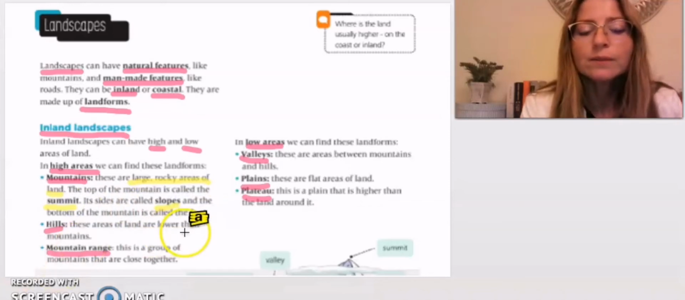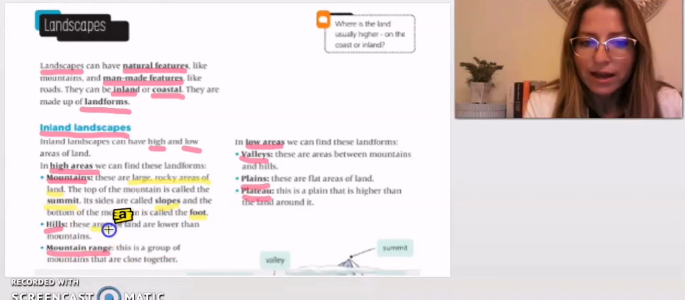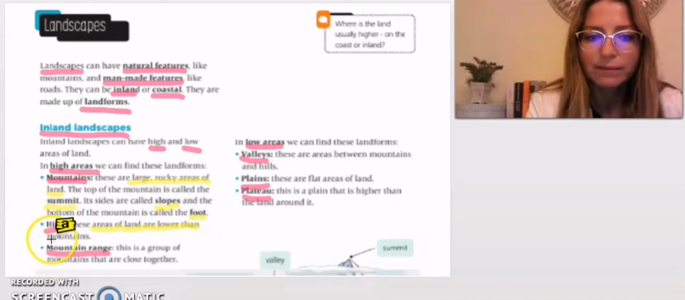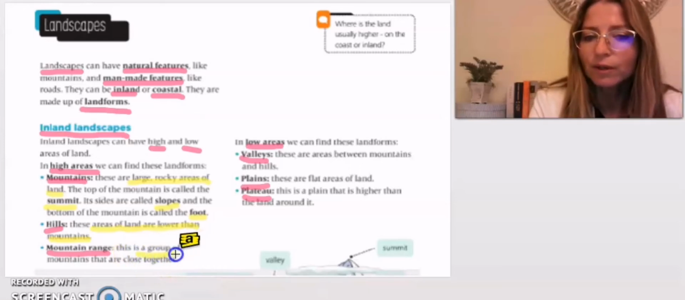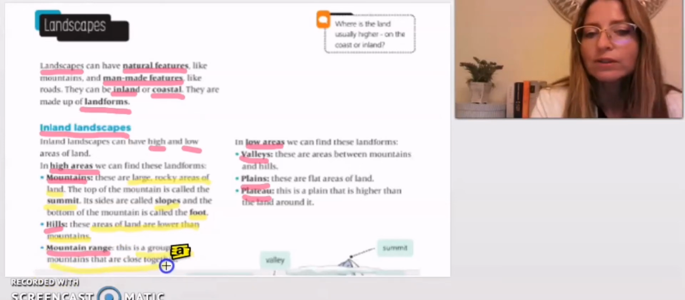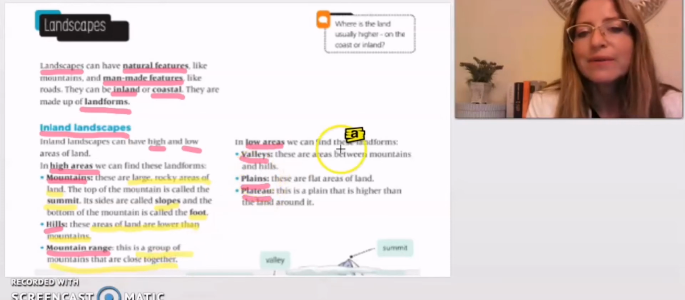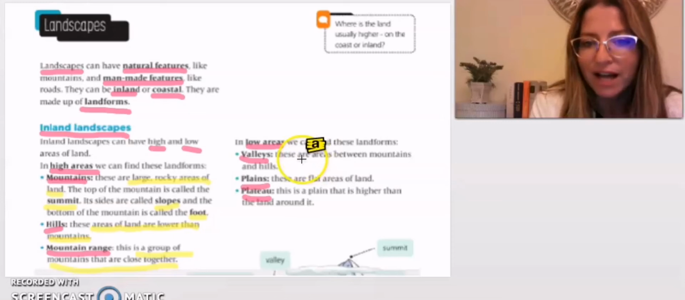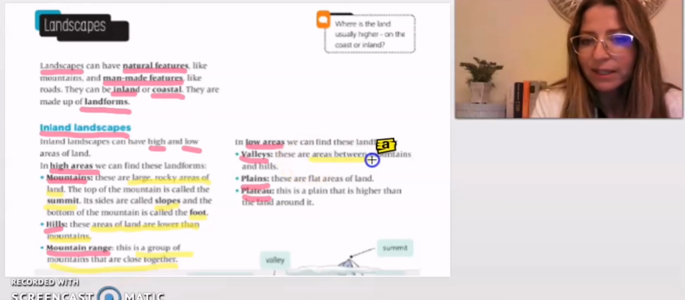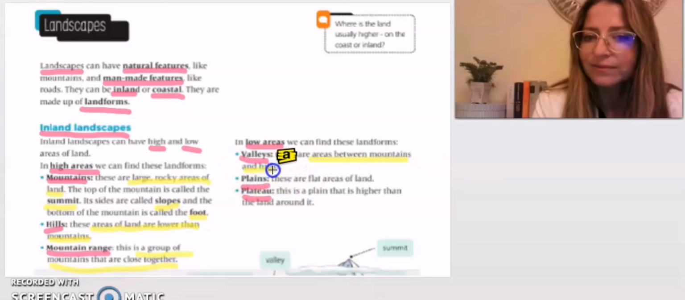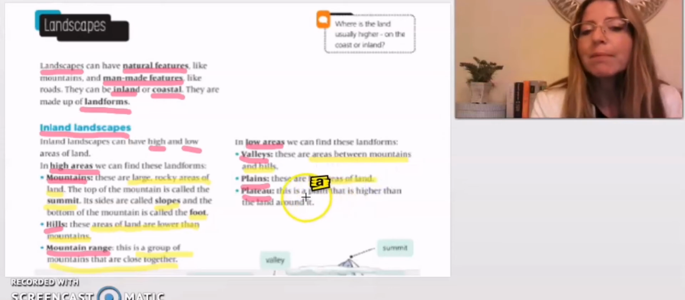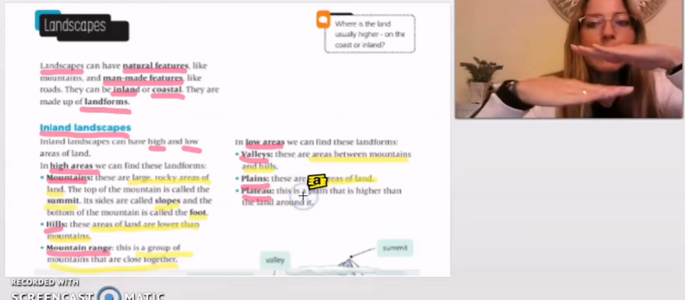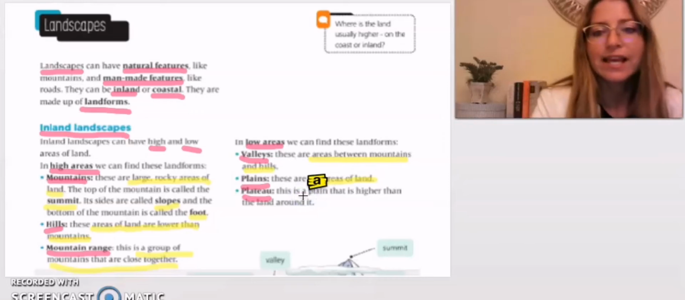Okay, hills. The definition of hills are areas of land that are lower than mountains. Mountain range. This is a group of mountains that are close together. Low areas, we can find these landforms. Valleys. What are valleys? Areas between mountains and hills. Plains. Flat areas of land. And plateau is a plain but higher than the land around it.